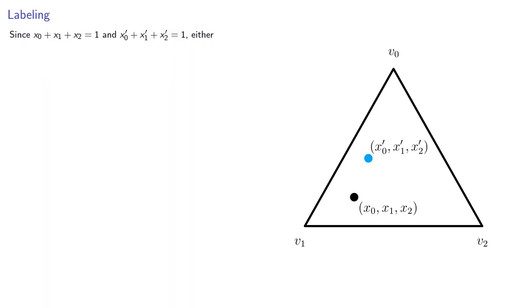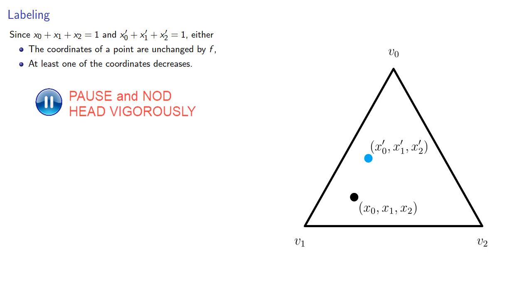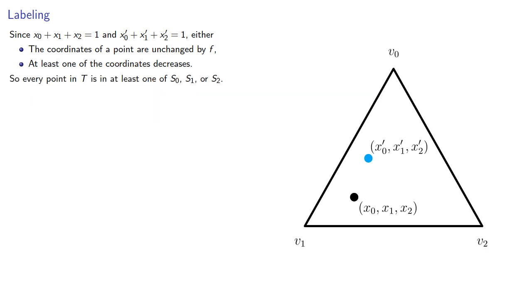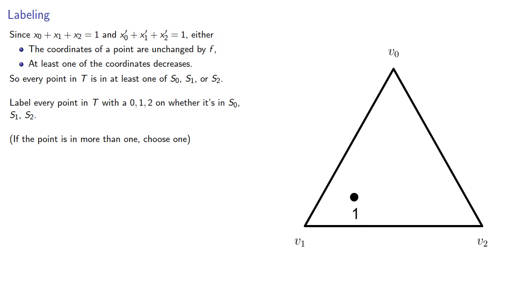Now, since the sum of the barycentric coordinates must be 1, either the coordinates of a point are unchanged by our function, or at least one of the coordinates decreases. So every point in our triangle is in at least one of S0, S1, or S2. So now we can label every point in T with a 0, 1, or 2, depending on which one it's in, and if the point is in more than one, we'll just choose one arbitrarily.